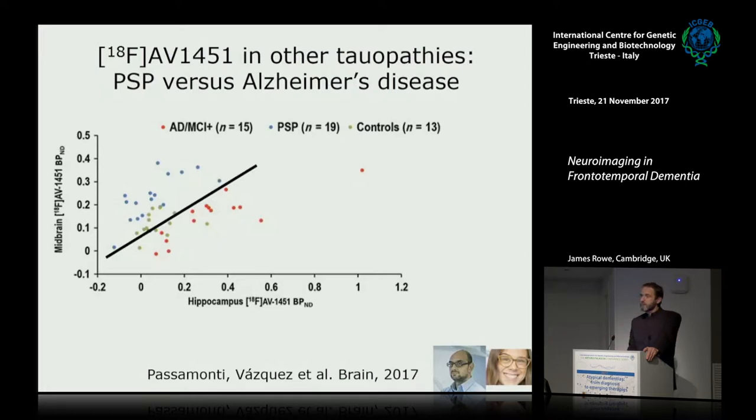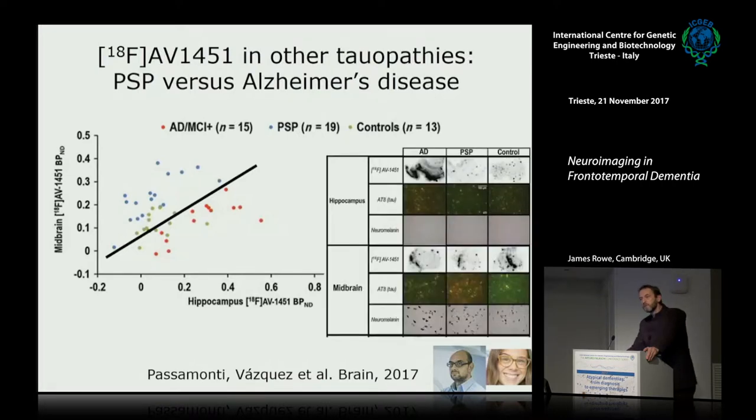One of the other reasons to direct you towards the Passamonte paper in Brain is they also looked at post-mortem data. I think this is really important to understand what these ligands are doing, what they're telling us, with a combination of immunohistochemistry and autoradiography to try and confirm what this ligand was binding to in the different cases. And I think that's unfortunately all too rare, even in PET studies.